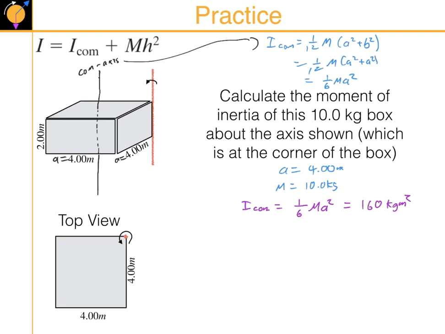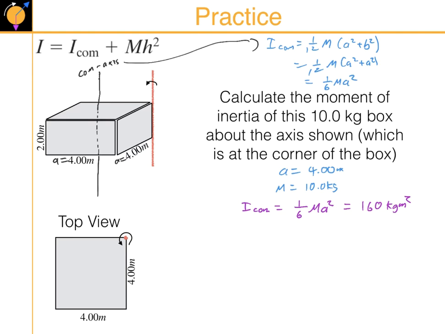But I want the moment of inertia through that axis. So I need the distance from the center of mass to the axis. Here's a top view to help us see it. So here's the axis, in the bottom left-hand corner. The distance from here to here is going to be h. If this is 2 meters and this is 2 meters, h is going to be the square root of 2 meters squared plus 2 meters squared, so the square root of 8 meters squared.